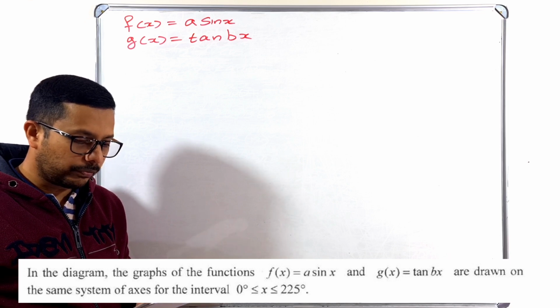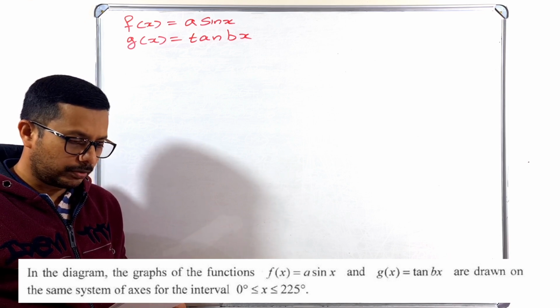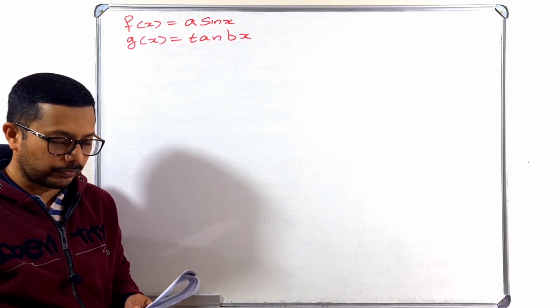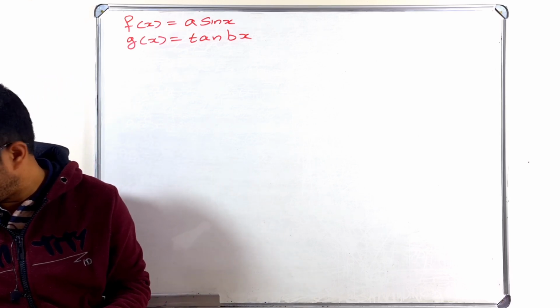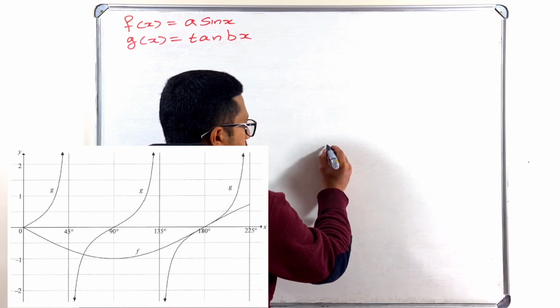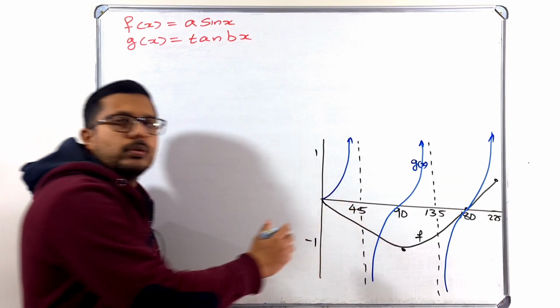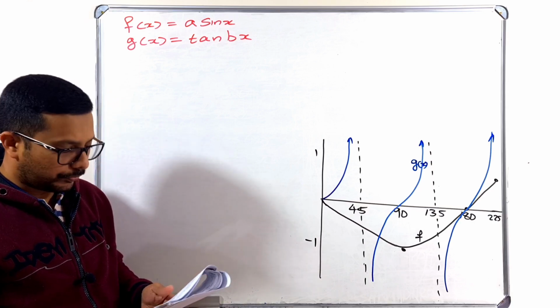And there is a graph drawn on the same system of axes for the interval 0 to 225. So let me draw that graph roughly here first. Okay. So it's from 0 to 225. So this is the given graph. Okay. And I draw a rough graph there.